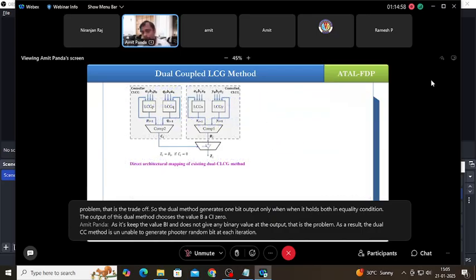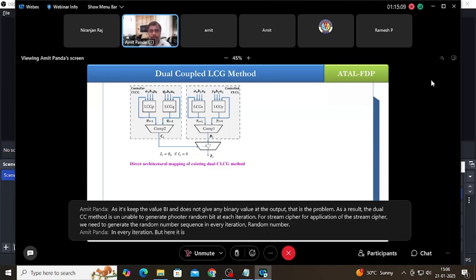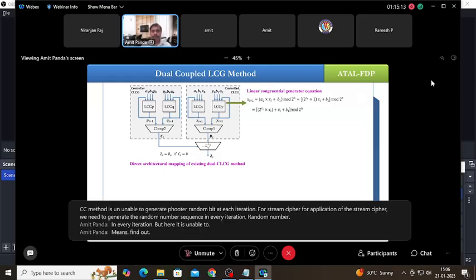For application of the stream cipher, we need to generate a random number sequence in every iteration. But here it is unable to be found out. Okay, but we have suggested one solution at the architecture level.